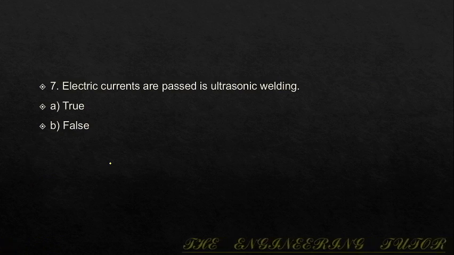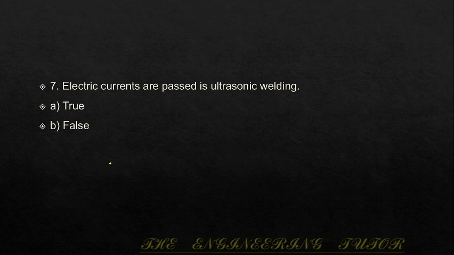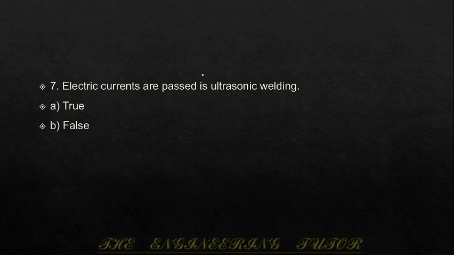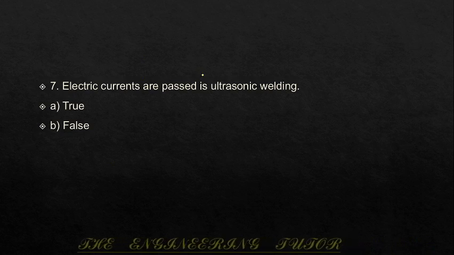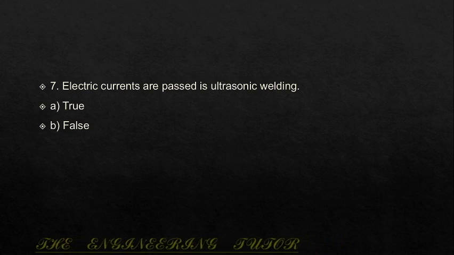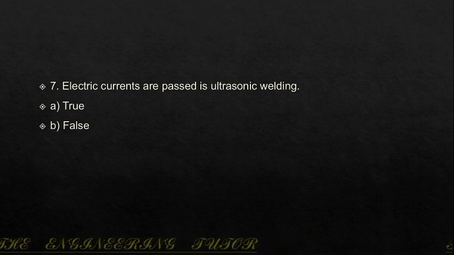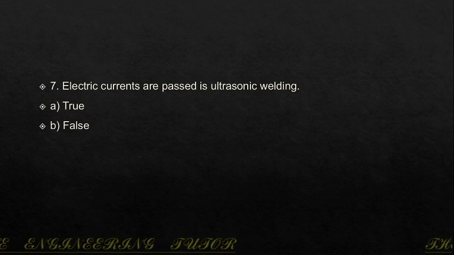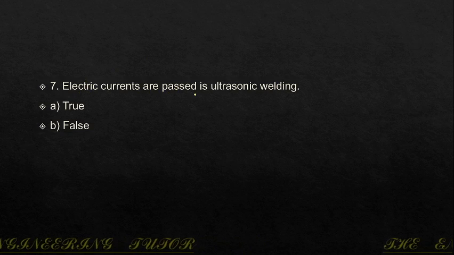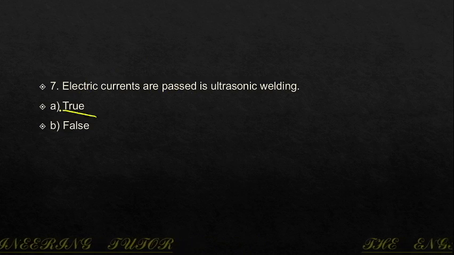Electric currents are passed in ultrasonic welding, true or false? In the ultrasonic welding method, the parts which are to be joined are kept clamped to one another. In doing this, no current is required to be passed through the metal, and usually no heat is needed for this too. So the statement that current is passed is wrong, so we have to choose the option false.